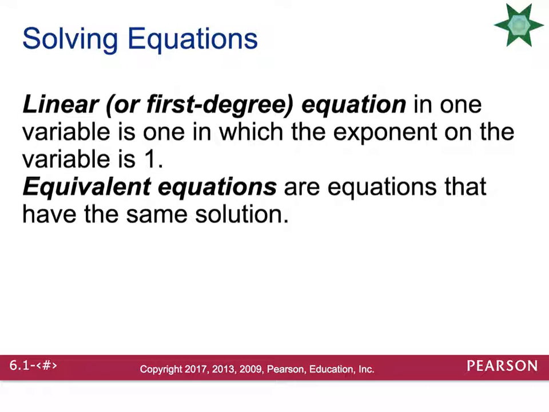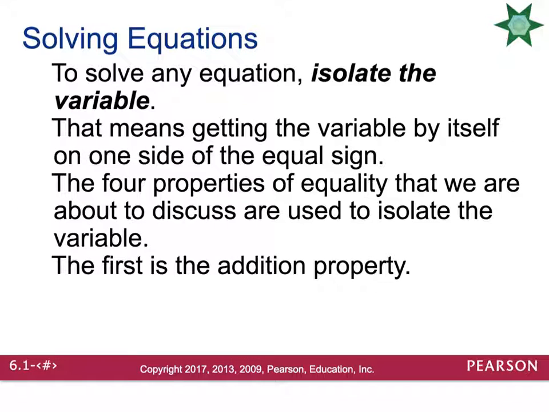We're going to start solving equations, and we're going to focus on linear equations, which means that you'll only have one variable and that the variable will only have an exponent of 1. If you ever notice that two equations have the same solution, those are going to be called equivalent equations. So to solve any equation, what you want to do is isolate the variable on one side. So in general, when you look at the equal sign, you want the variable to be on one side of the equal sign all by itself.